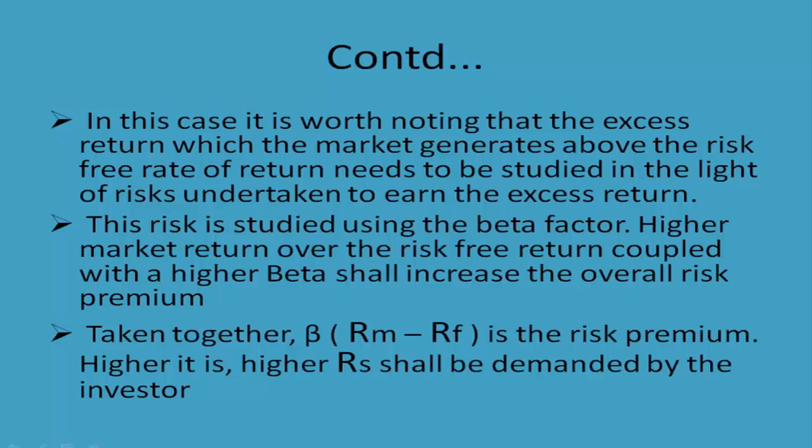So the risk is studied under the beta factor. A higher market return over the risk-free rate of return, coupled with a higher beta, shall increase the overall risk premium. On the contrary, if the return is high over the risk-free rate of return, but the beta, the metric for systematic risk, is lower, it means that the business shall be putting a lower risk premium over and above the risk-free rate of return in order to compute the overall RS, the required rate of return from the security.